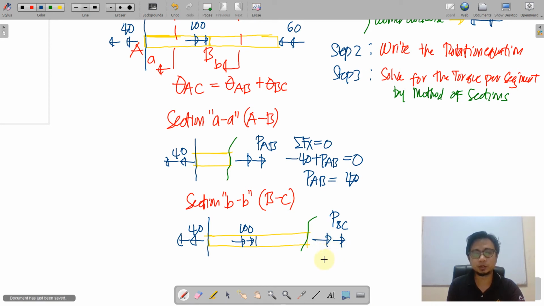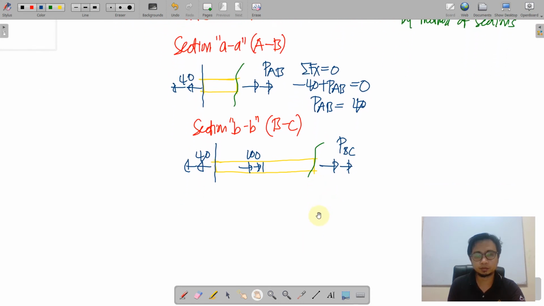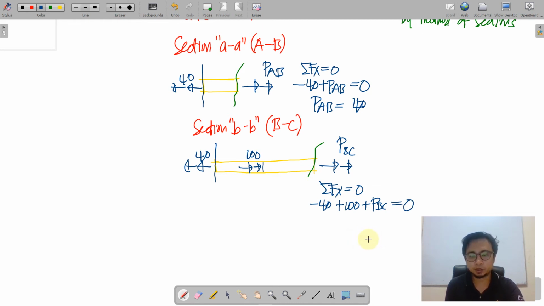Writing now the equation, we have summation of forces in x is equal to 0. Leftwards 40 is denoted by negative. Rightwards 100 is denoted by positive. The rightward force for PBC, and this is equal to 0. So solving for PBC, we have negative 60. So negative 60, or the negative sign here, simply means that we have a wrong assumption.